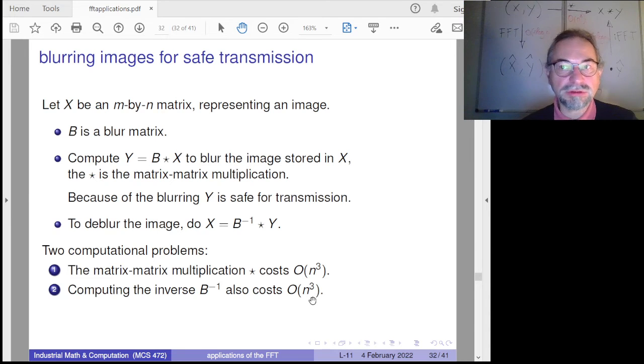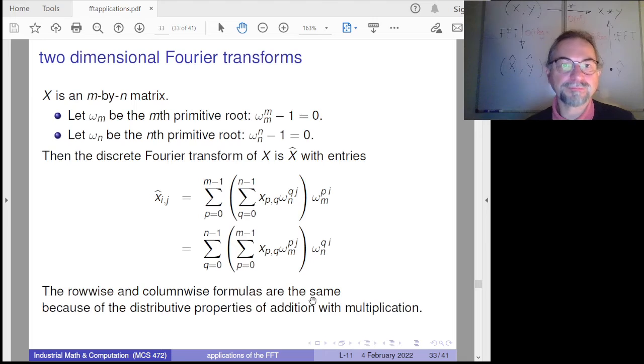Okay, so that's our motivation for the FFT. So can we have a two-dimensional Fourier transform? And the answer is yes, of course we can. So here is the definition. We have m rows and n columns.